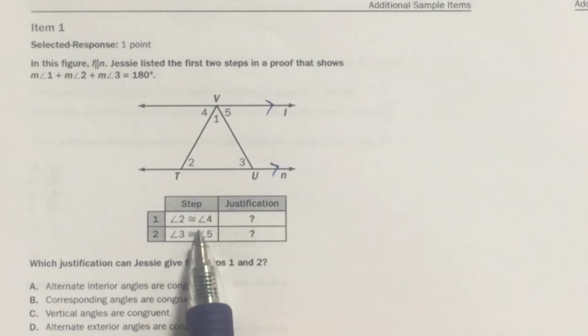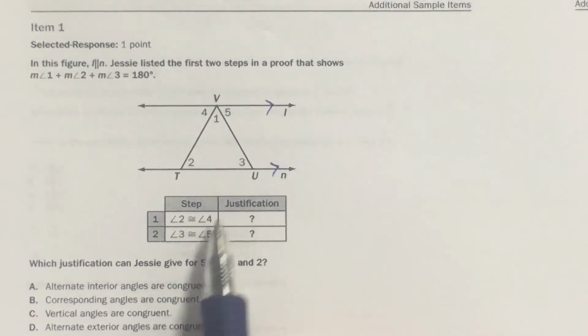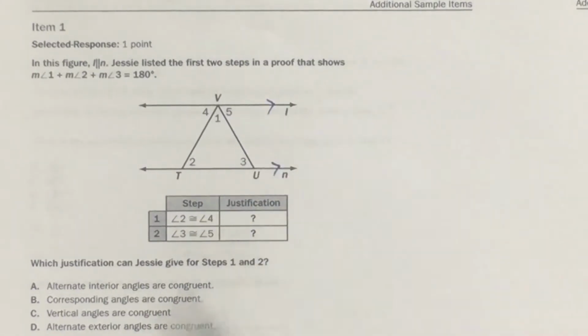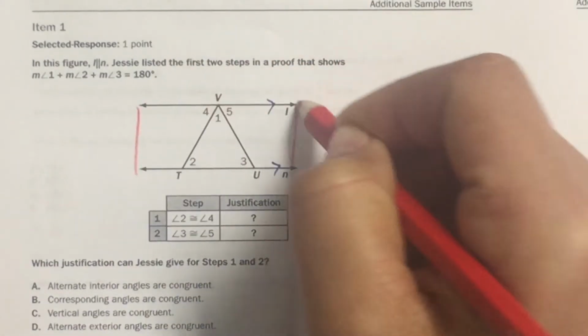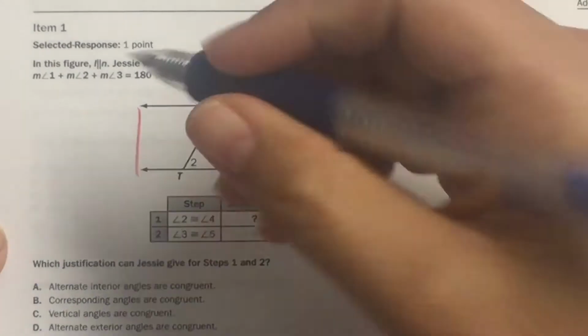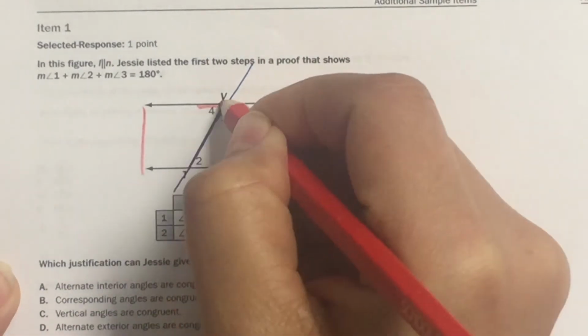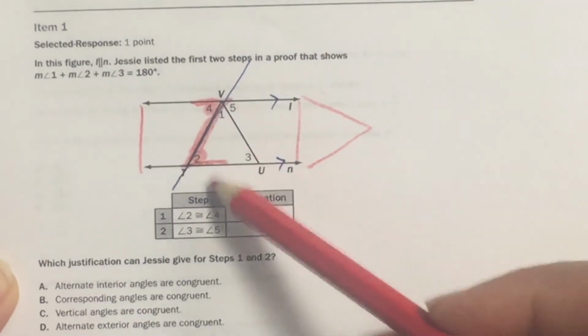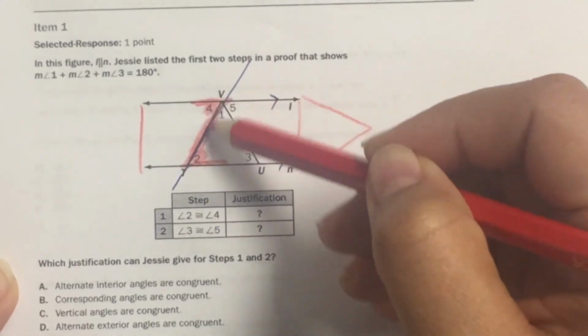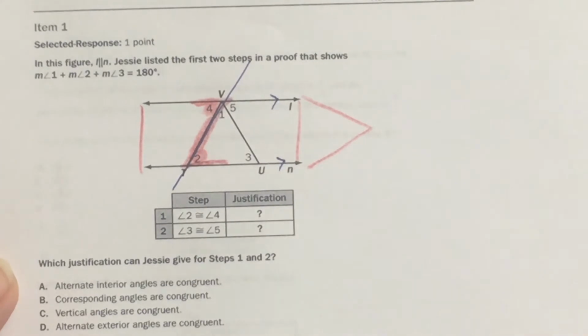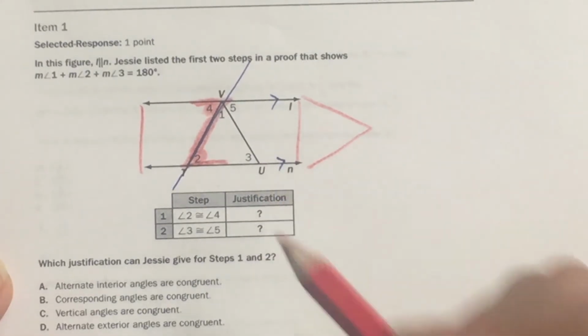Step: angle 2 is congruent to angle 4. Angle 2 and 4 are congruent, and the question is why? Well, if this is parallel, then this is my house, right? And then you can extend this line. And the question is, why is this 2 and 4? Why are they equal? They're both inside, so it's interior, and then they're on opposite sides of the transversal, so that's alternate. So interior, alternate. So that's the justification for that.